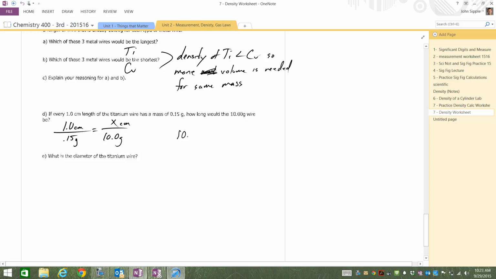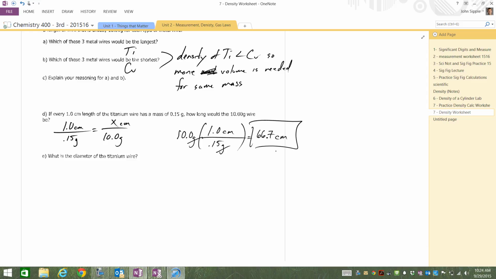So if I got 10 grams of wire, I'm going to use that 0.15 grams and 1 centimeter as a conversion factor, just like 12 inches in a foot or something like that. So in 0.15 grams, I've got 1.0 centimeters. So then my grams cancel out, and I'm left with an answer in centimeters. 66.7 centimeters. Okay. That's the length of our wire.